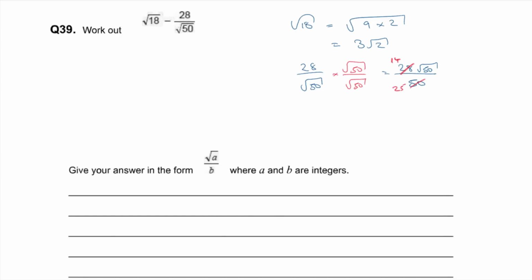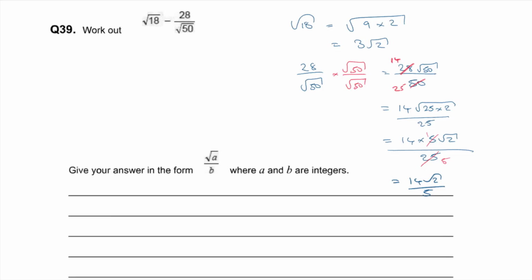But root 50 can also simplify as well, because 50 has got a square factor of 25. So I can rewrite that as 14 root 25 times 2 over 25. And 25 rooted is 5. So that's going to be 14 times 5 root 2 over 25. Now, rather than multiplying the 5 with the 14, I've seen it can cancel into the denominator, give me 1 and 5. So that's the same thing as 14 root 2 over 5.